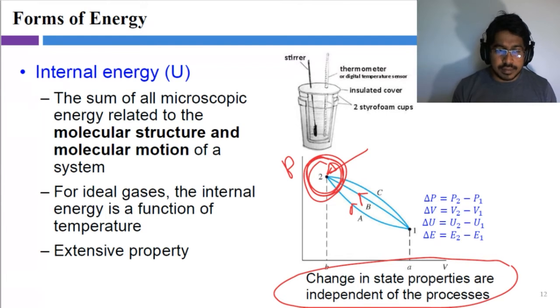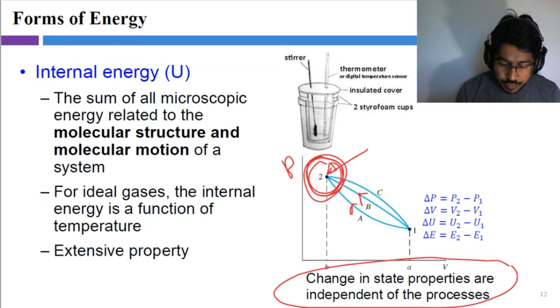And there was another thing: extensive property. Internal energy is an extensive property. How about specific internal energy? Specific internal energy means internal energy per unit mass. What can you say about that? It is an intensive property because it does not change, right?